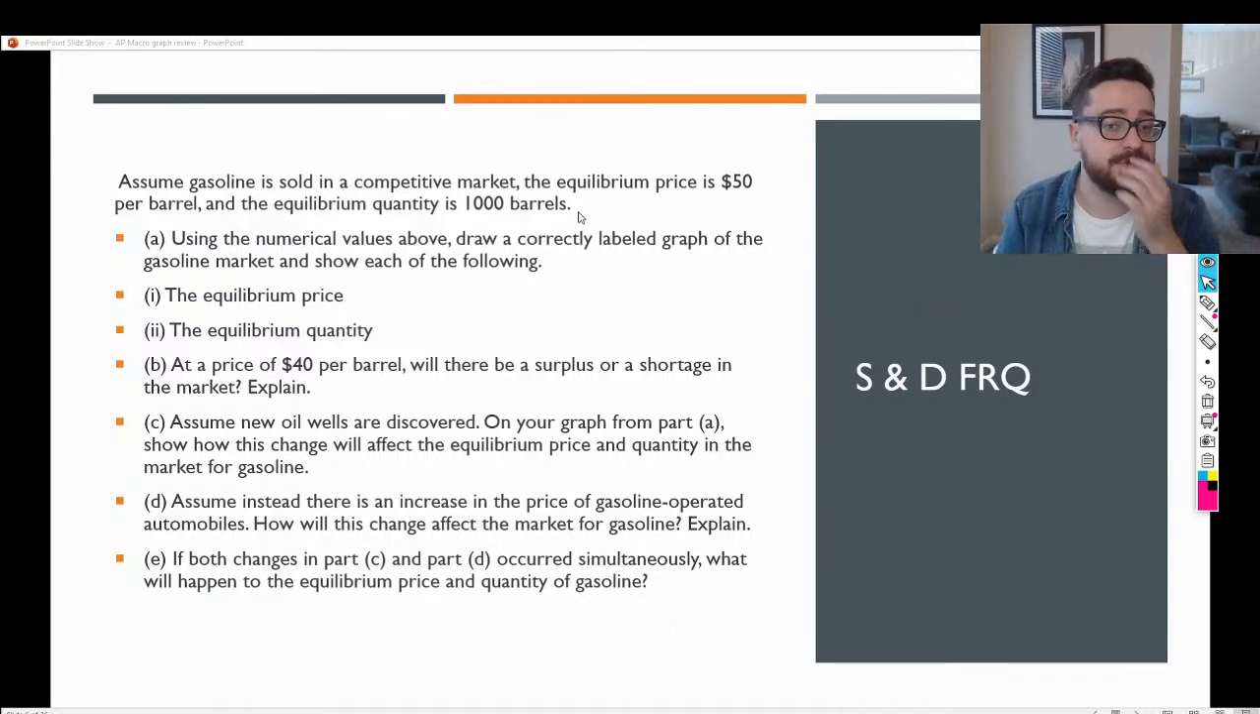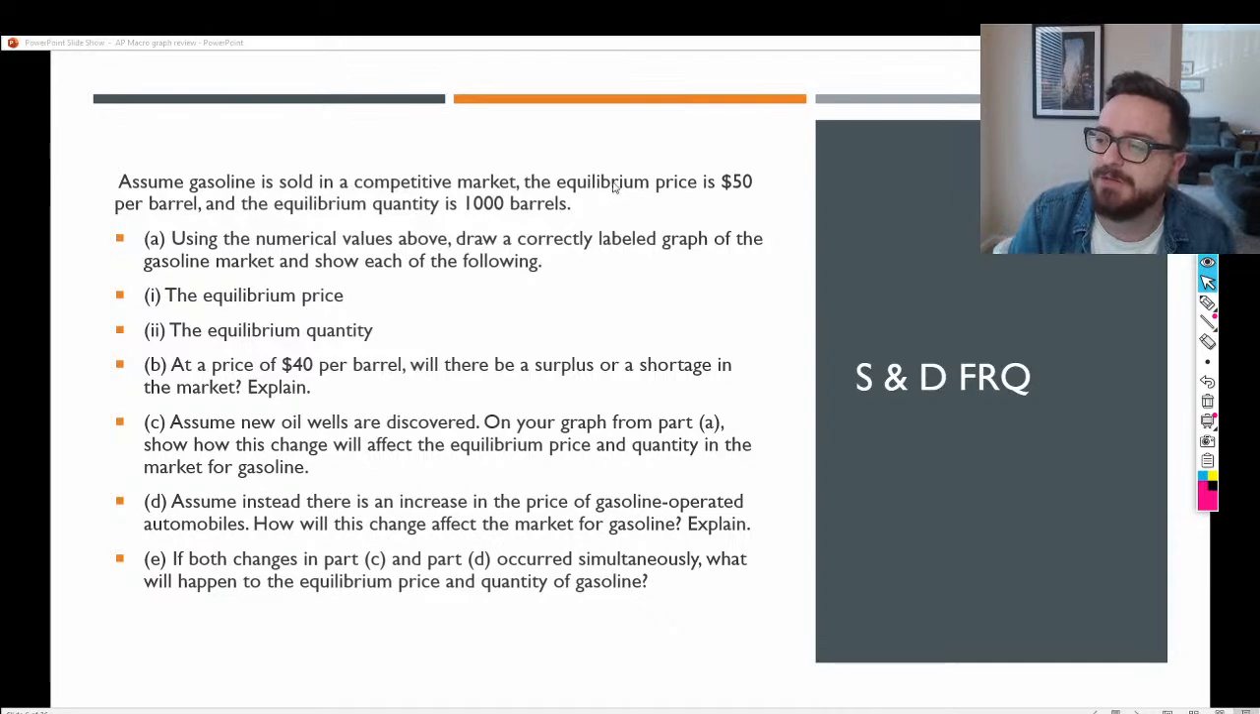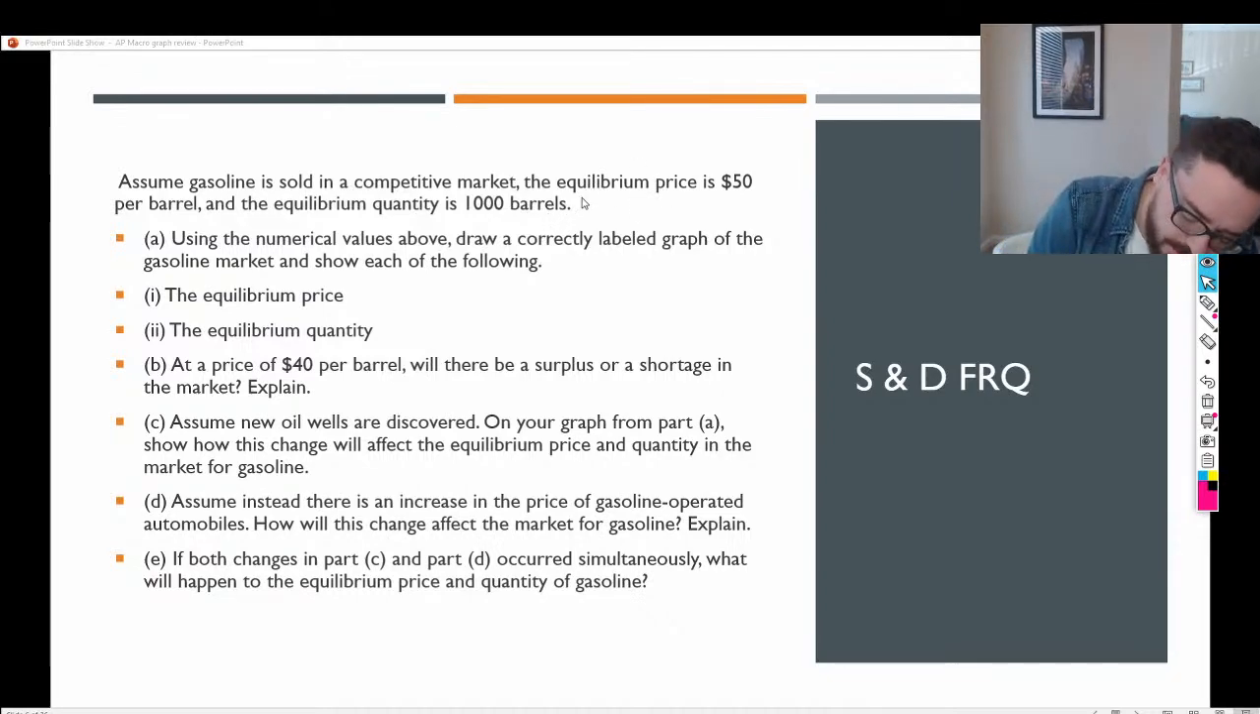Now, this is a good thing to mention. They don't do this all the time, and it's a good thing to see on this question. It's useful for all of our graph questions. If they tell me what numbers to put on the graph, I do need to put those numbers on the graph. It tells me the equilibrium quantity is 1,000. It tells me the equilibrium price is 50. So my graph would look like this.